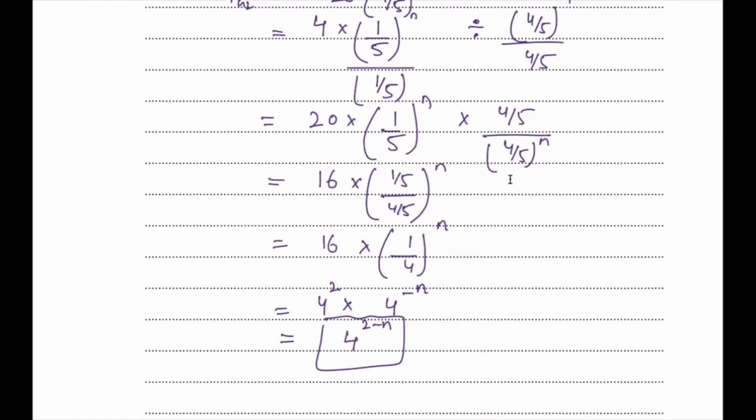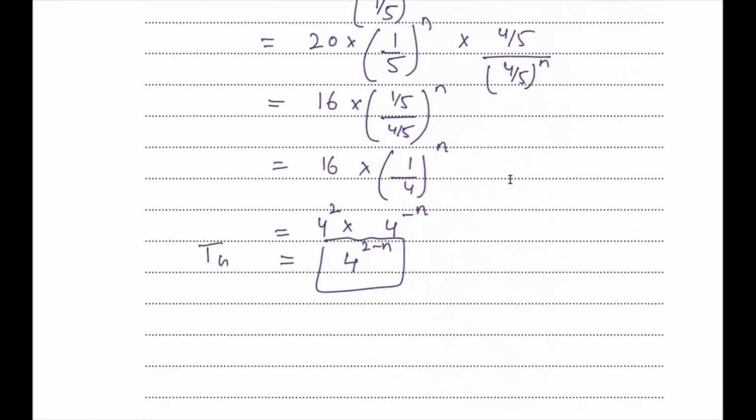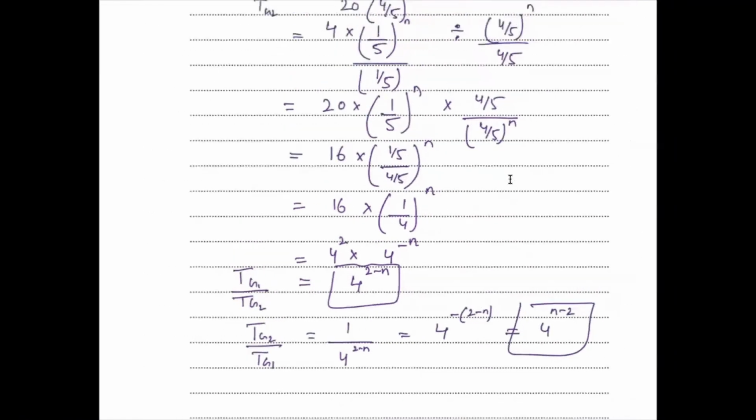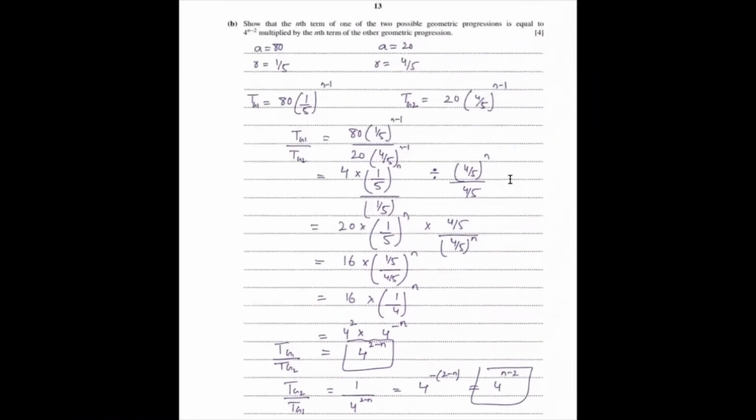So first geometric progression divided by second geometric progression is this. So second geometric progression divided by first geometric progression would be the reciprocal of this, which is just going to be 1 divided by 4 to the power of 2 minus n. Now, if you rewrite this, it's going to be 4 to the power of negative 2 minus n, which is 4 to the power of n minus 2. It's the same thing, but it's just written in a different form.